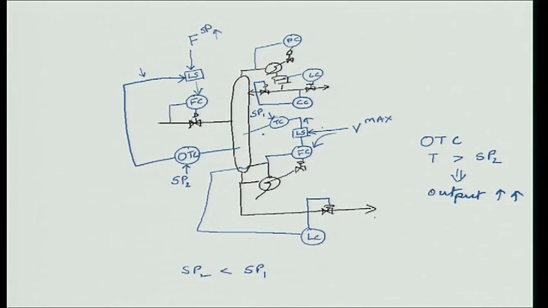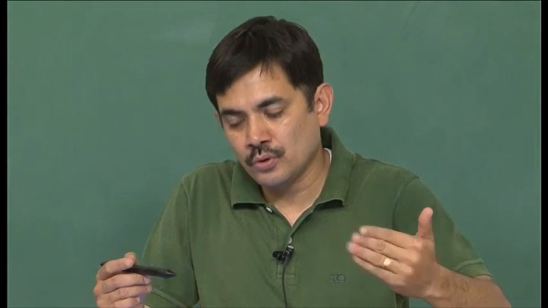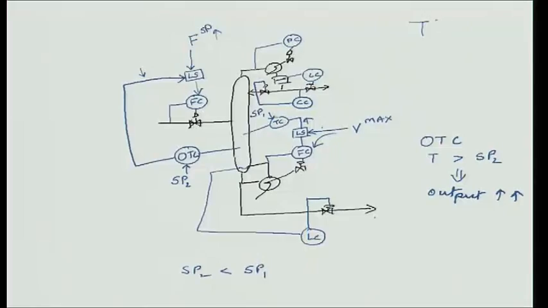Because temperature control has been lost, you cannot increase the boil up anymore. So, the tray temperature will start to go down. Now, as the tray temperature is going down, ultimately the tray temperature will cross set point 2, it will go below set point, and once it goes below set point, now the override temperature controller says, well, the temperature is going down, that means I am putting in too much feed, I should be putting less feed, and this override temperature controller will now start to decrease this signal.